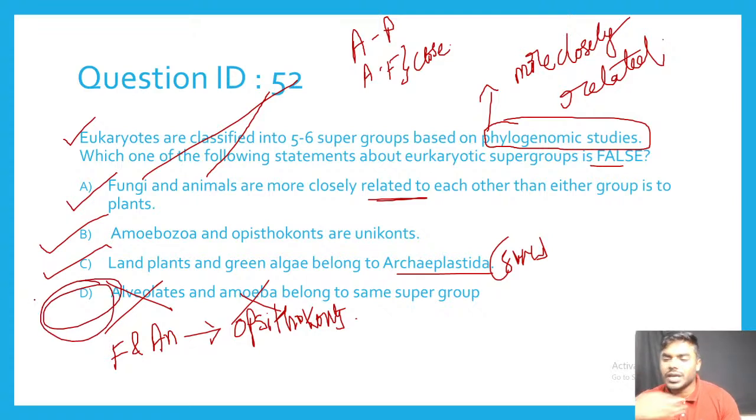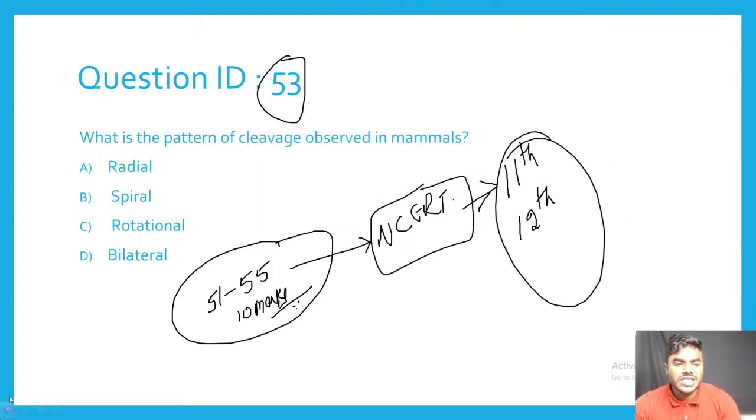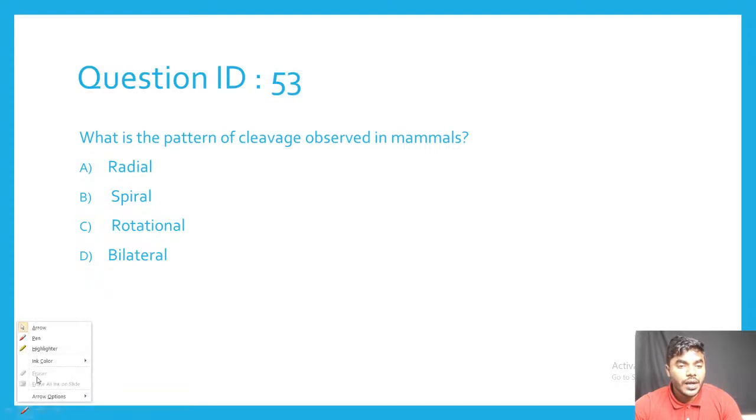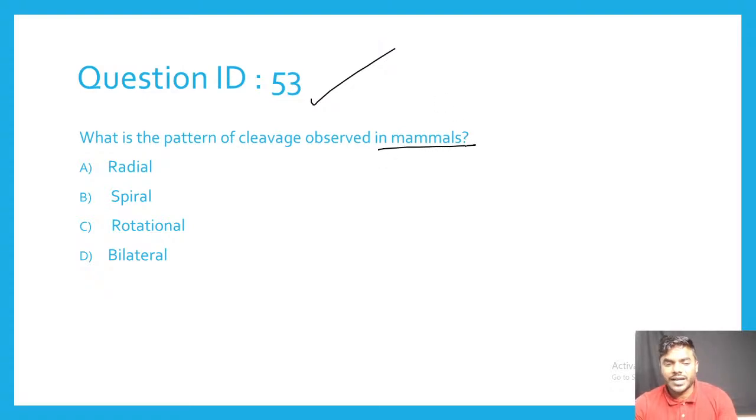Okay, even though you don't know the answer, leave this question. Now see how easy the questions are. Question number 53. Even if you just remember your NCERT, you can answer. Mammals, we have discussed it 10 times. Correct, Saima. Answer is D.